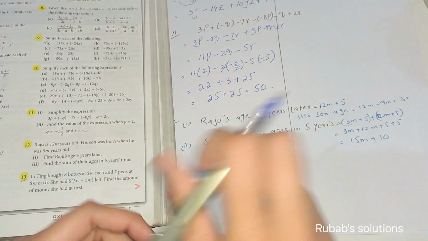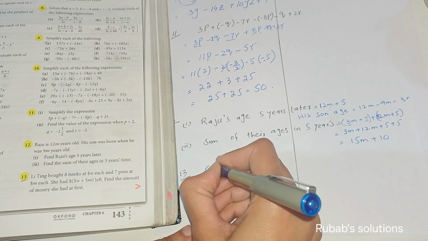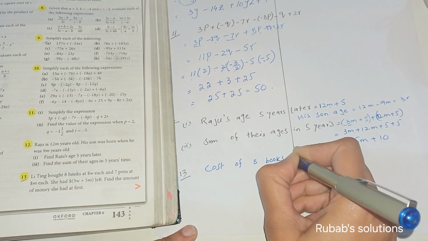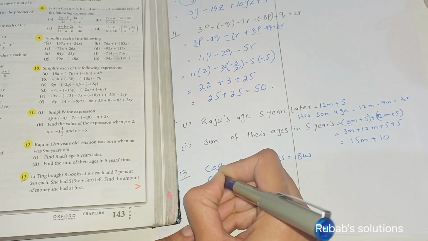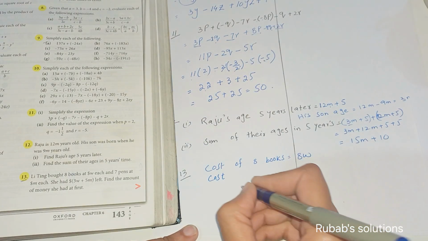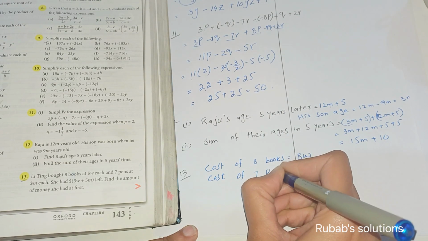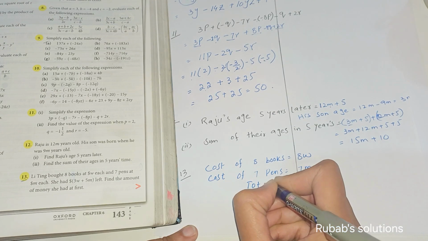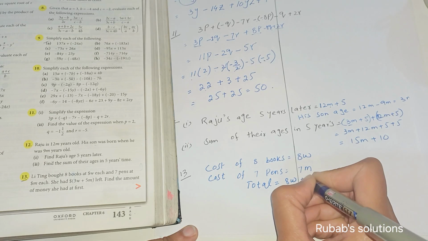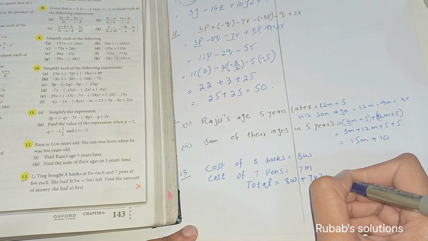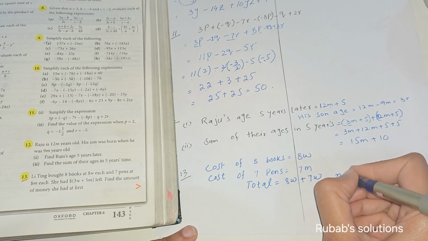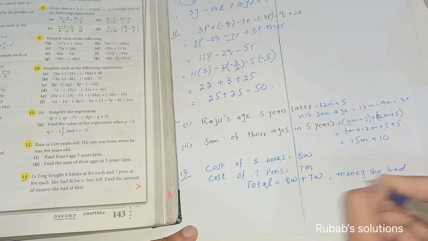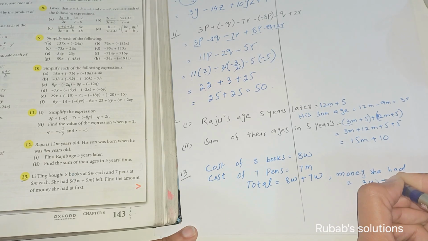So the cost of 8 books will be equal to 8W. The cost of 7 pens will be equal to 7M. The total cost will be equal to 8W plus 7M. The money she has left, how much money she is having right now, that is left, 3W plus 5M.